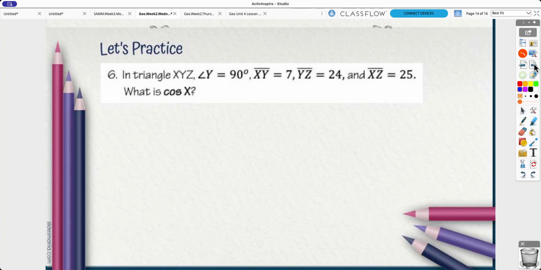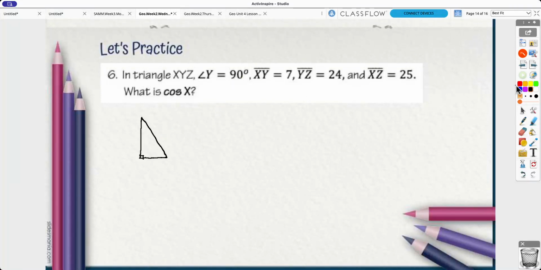All right. For number 6, we do not have a triangle, so we'll have to draw the triangle. It says we have triangle XYZ. So let's draw any right triangle. Here is our right triangle.